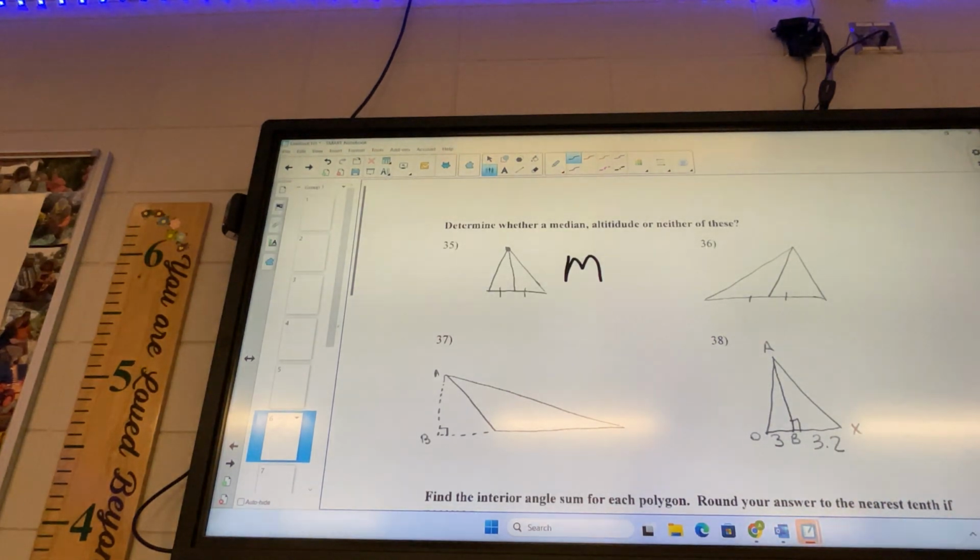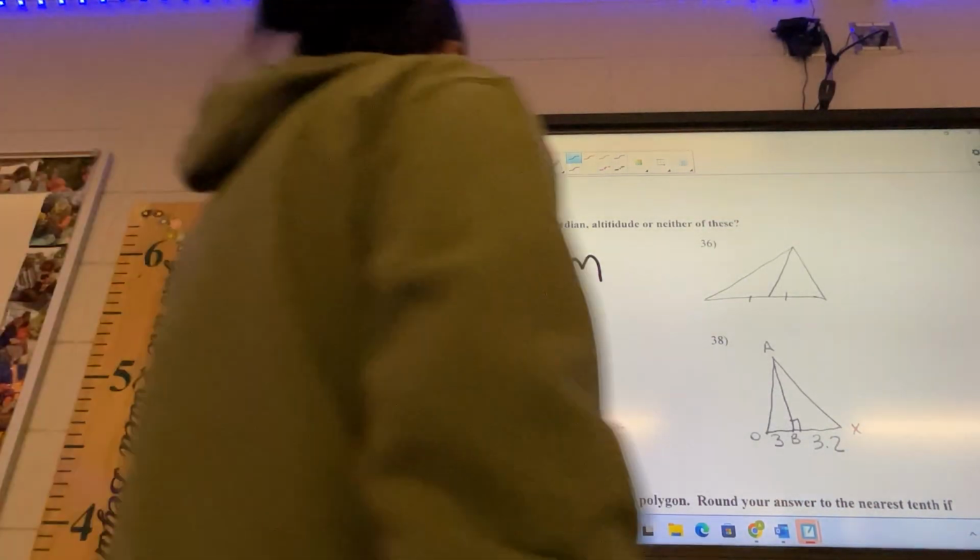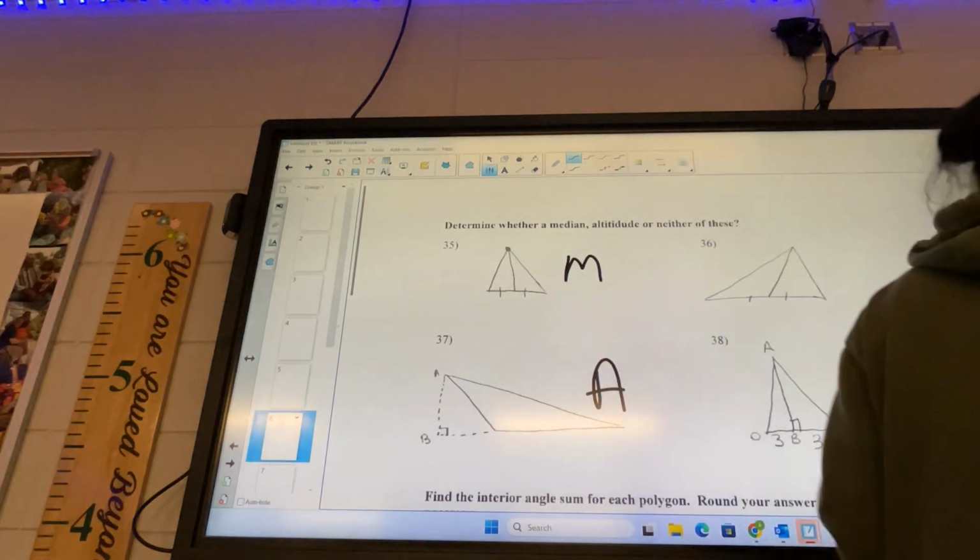Okay, 37. Is that a median, an altitude, or neither? It is an altitude. Even though the square is on the outside, it still comes down from the vertex and makes a square. So this is an altitude.